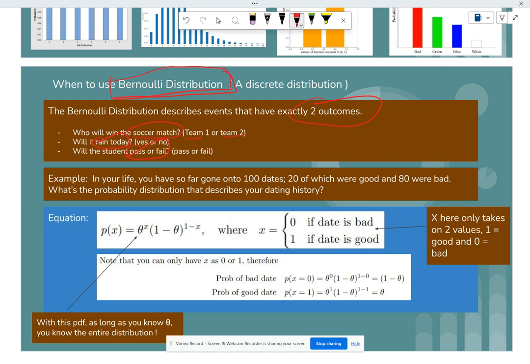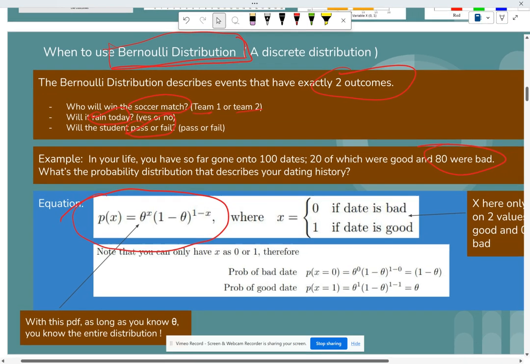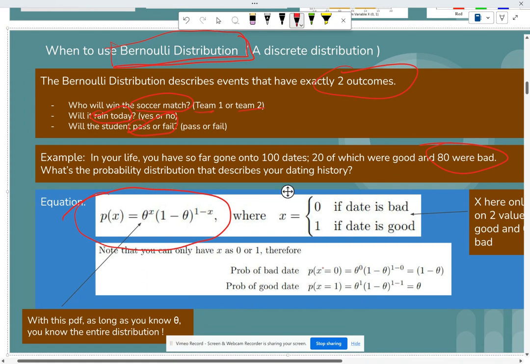So for example, in your life, let's say you've gone on 100 dates, 20 of which were good and 80 were bad. What's the probability distribution that describes your dating history? And this probability distribution, Bernoulli, looks like this. Since the outcome x can only be good or bad, we denote them by 0 or 1. So x can only be 0 or only be 1 and nothing else. 0 is bad and 1 is good.